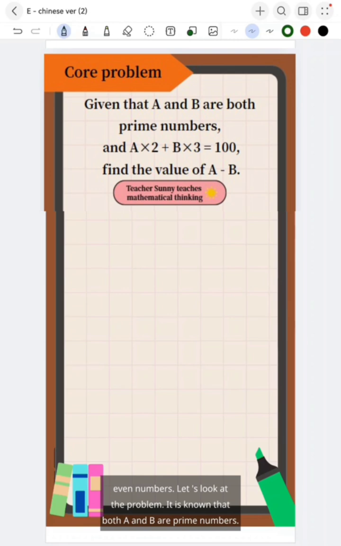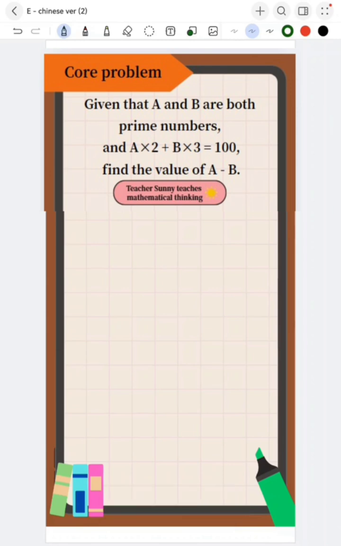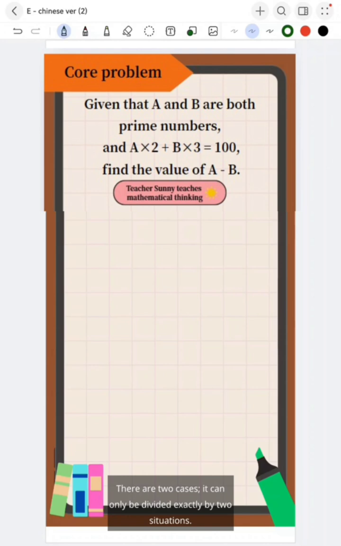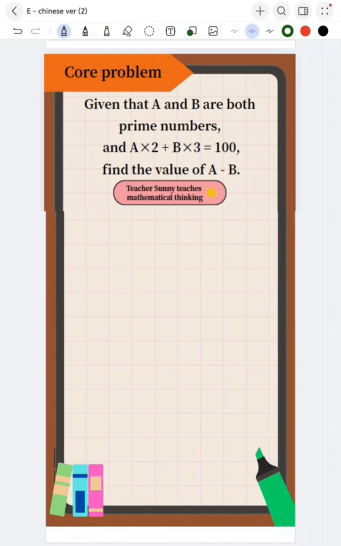It is known that both a and b are prime numbers. So, what is a prime number? A prime number is defined as having only two cases in which it can be divided exactly. What are these two cases? The first is dividing by 1: it can be exactly divided by 1. And the second case is that it can be exactly divided by itself.